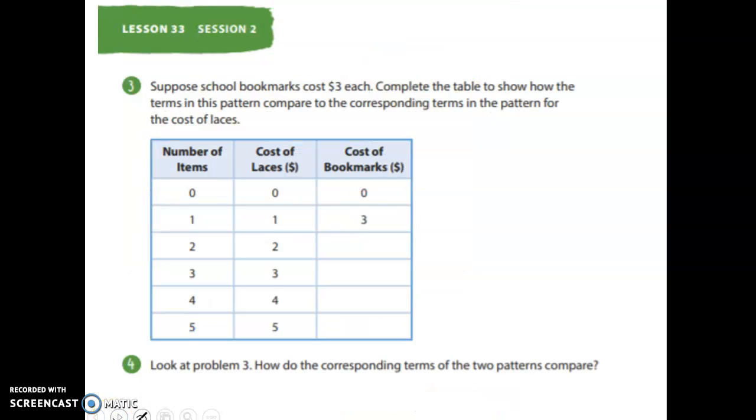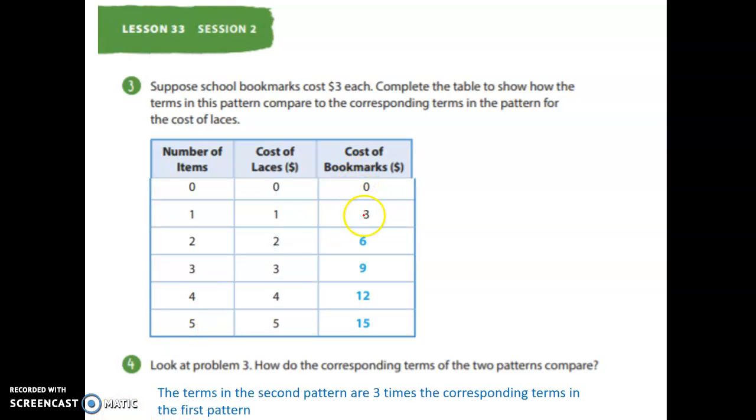All right, number 3, suppose the school bookmarks cost $3. Complete the table. So counting by 3, complete the table, and then show how the terms in the pattern compare in the corresponding terms. So what is the corresponding term between these? And then number 4, how do the corresponding terms of the 2 patterns compare? So write down how are they corresponding. So fill in the chart, and then number 4, write how they're corresponding.